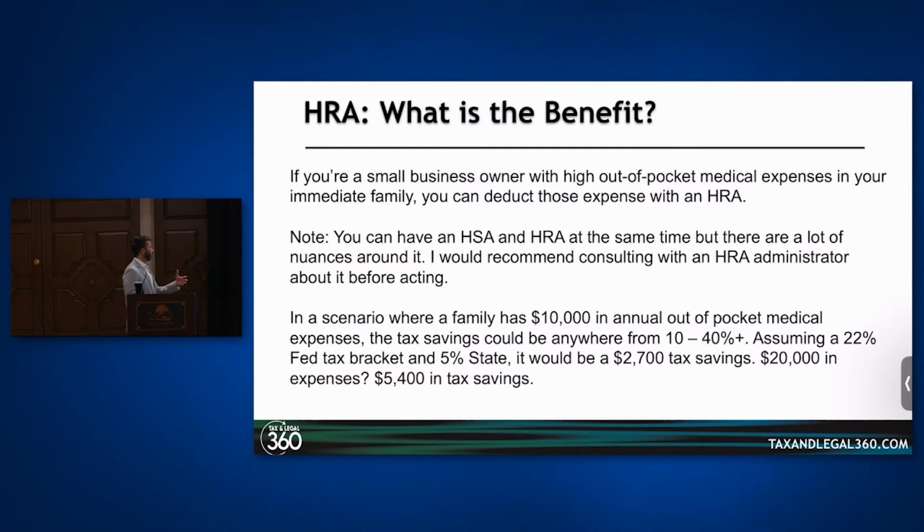Where am I getting this 10 to 40% from? This is basically just your marginal tax rate, and depending on what your marginal tax rate is will determine how much your savings is. So assuming you're in a 22% bracket for federal purposes and a 5% bracket for state purposes, then on $10,000 of expenses, you could save $2,700, right? If you have $20,000 in medical expenses, $5,400, and you can do the math, right? If you're in a higher tax bracket, then you're going to save even more money.